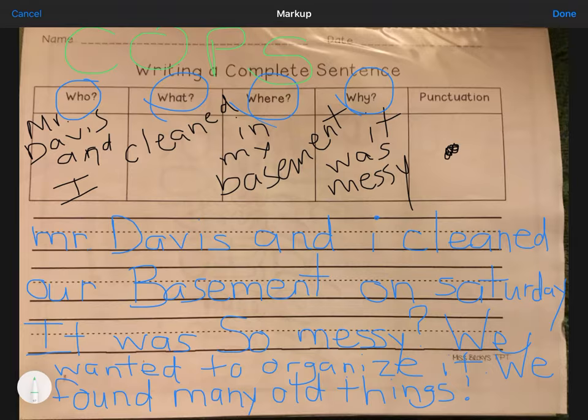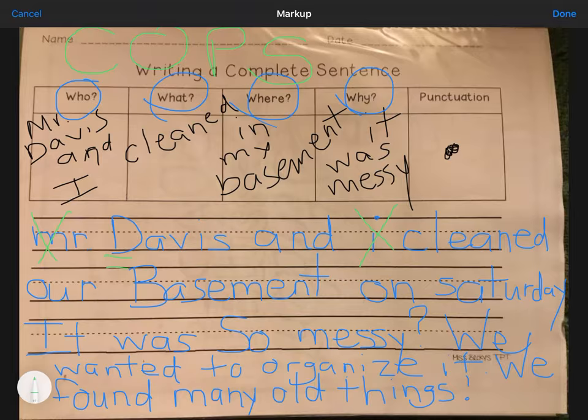So already I see right at the beginning of my first sentence, I see Mr. It's the start of my sentence, and I don't see a capital M. So that is a big no-no. Davis, though. Davis is our last name. It's a proper noun, and it is capitalized, so guess what? That is correct. Mr. Davis and I. Oh, no, I. When I stands alone, it needs to be capitalized. So I will have to fix that.